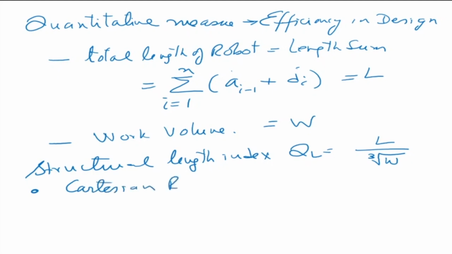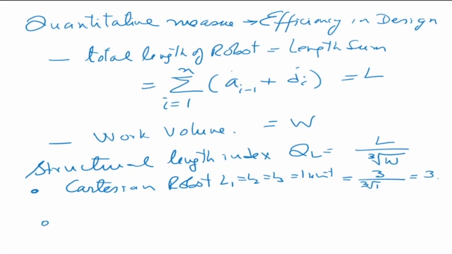So when we look at the Cartesian robot, let us make the assumption that L1 is equal to L2 is equal to L3 is equal to 1 unit each. Okay, so this is 1 unit each, which means the total length is equal to 3, 1 plus 1 plus 1. What is the volume? It is a cube, so it is 1 cube. So it is the cube root of 1, which is equal to 3 now. The index is 3, right?